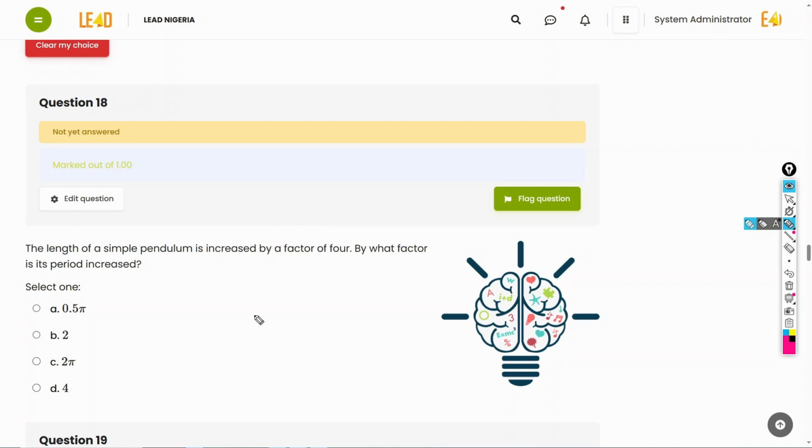So if you think about it, there are 3 formulas for period. The first formula is T is equal to 1 over F. The second formula is T is equal to 2 pi root L over G. This is the one that applies to a simple pendulum. And the third formula is T is equal to 2 pi square root of M over K.